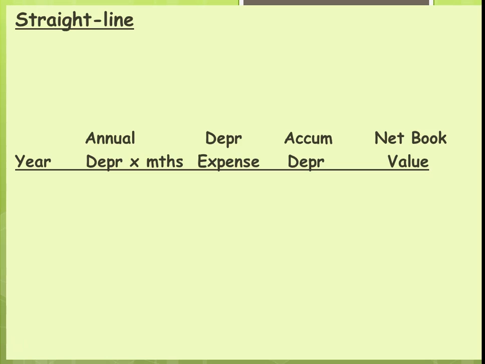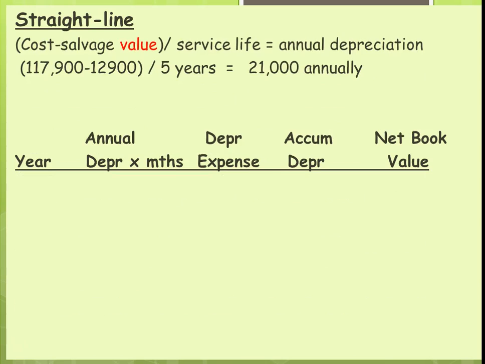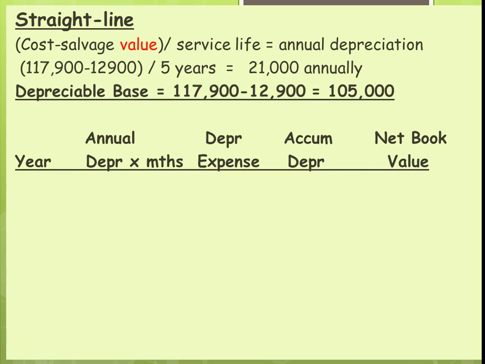So first, let's look at straight line. Here, our formula is going to be cost minus salvage value, also known as depreciable base, divided by service life, which is going to give us our annual depreciation. So in this case, it's $21,000 if we bought it between the 1st and the 15th, or we use the full year method. We'd use $21,000. But if we don't, our depreciable base is going to be $105,000.